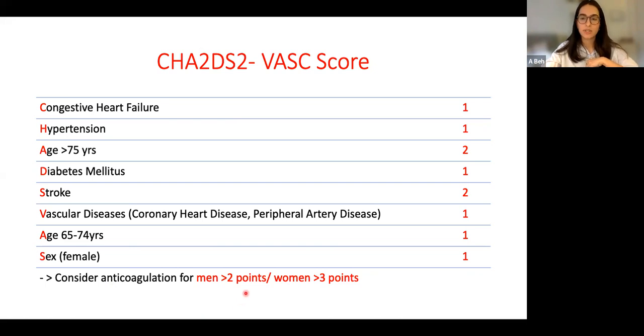And you should consider giving the patient anticoagulation if it's a man and he has above 2 points, and if it's a woman and she has above 3 points, then we should prescribe anticoagulation.